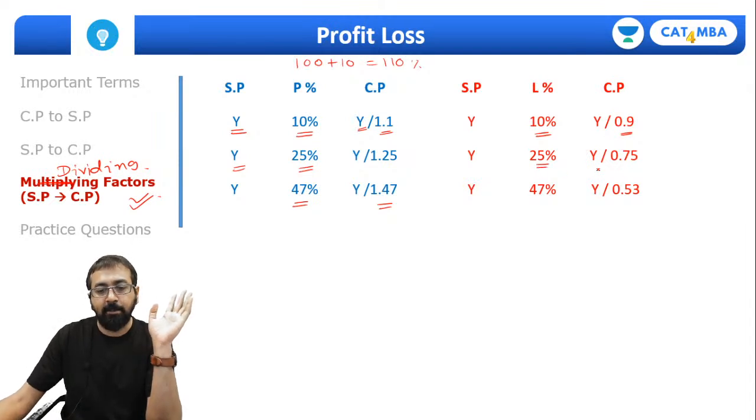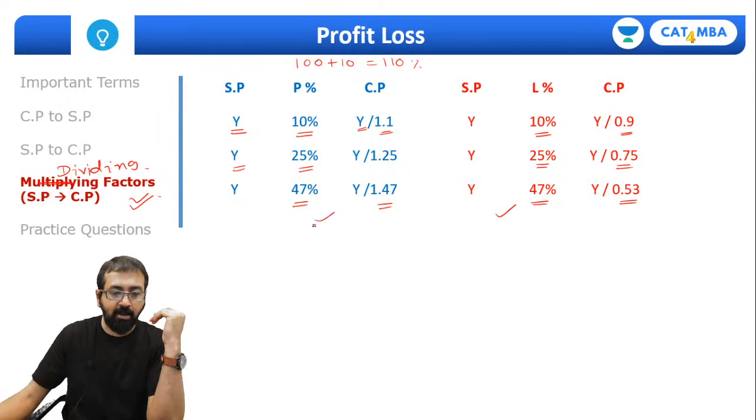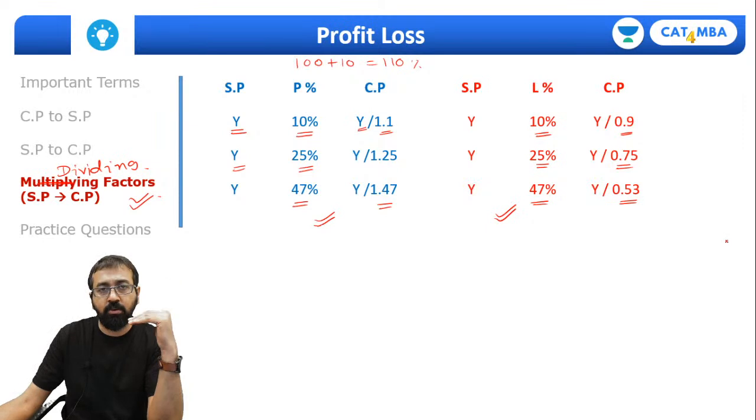If there is 25% loss, we will divide by 0.75. If there is 47% loss, we will divide by 0.53 because 100 minus 47 is 53. So we are dividing by 0.53, right? This is what you can quickly remember. Now the question is, how did we get these factors for division, right?